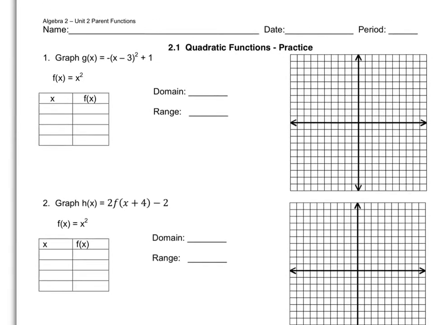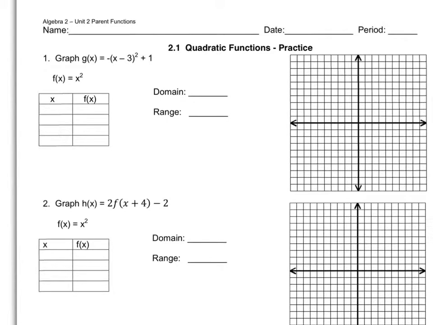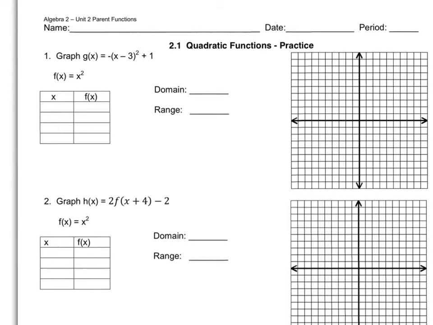Number 1, quadratic function, and this is a practice. This is going to be your homework. They want you to graph this one. As you can see, there's multiple of things happening. We have the negative, we have a parentheses x minus 3, and we have plus 1. So there are three things happening. Remember, what does the negative 1 mean? What does x minus 3 mean? What does plus 1 mean? Remember, you always start with the parent function.